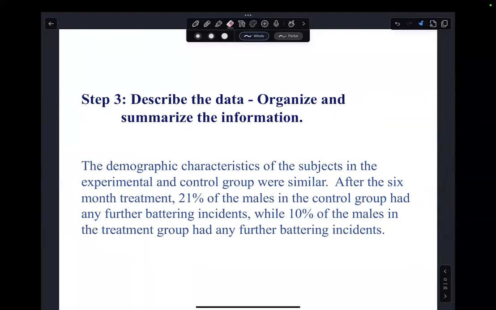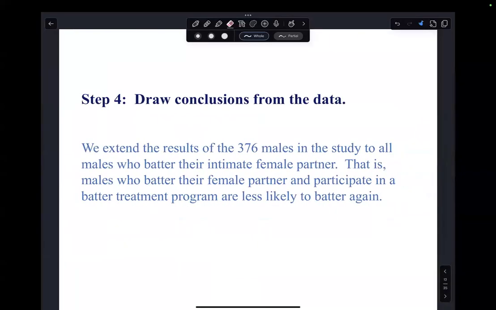Next, this is where they're going to start organizing their information. They're going to start describing their data, doing all of that stuff. So after 6 months, 21% of the males in the control group had further battering incidents, while 10% in the treatment group. So this is just my descriptive statistics. I've not made any inference yet. That's next.